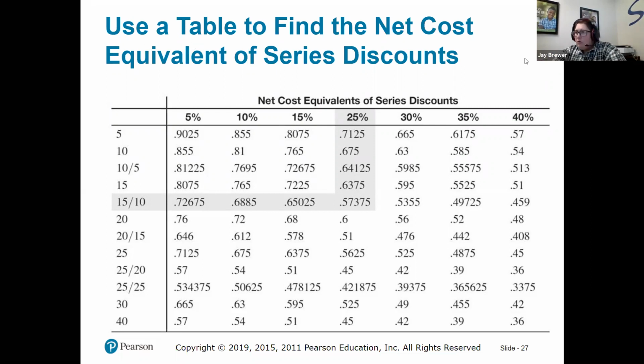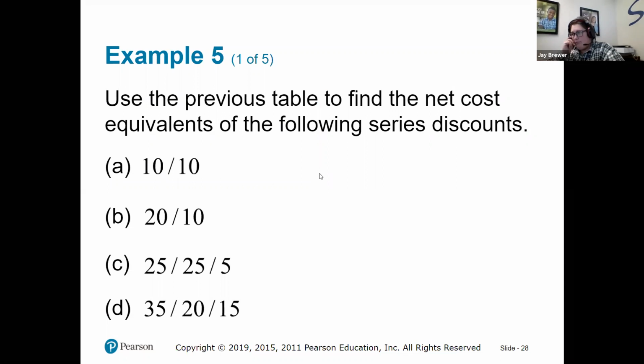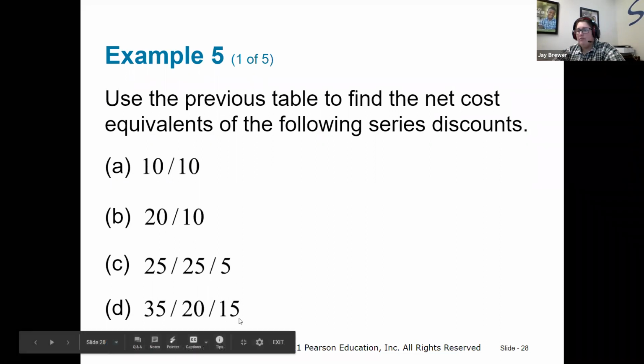Use a table to find the net cost equivalent of series discounts. So if this is not on your Canvas, let me know. I think I'm just going to take a quick screenshot of it anyway. Yeah, okay. All right, use the previous table to find the net cost equivalents of the following series discounts. So 10, 10; 20, 10; 25, 25, 5; and 35, 20, 15.